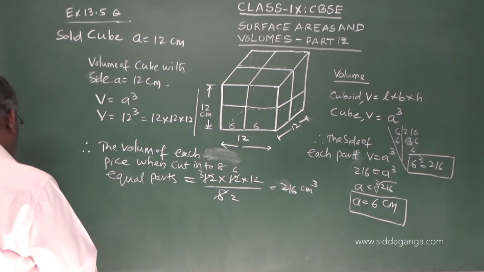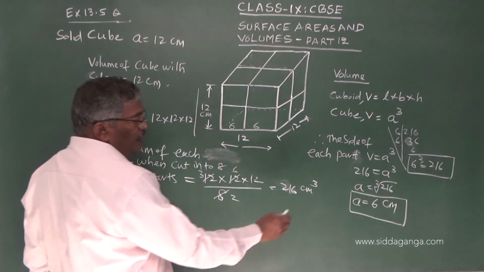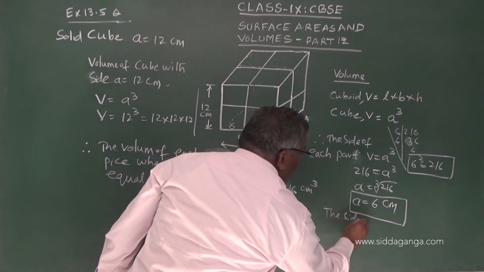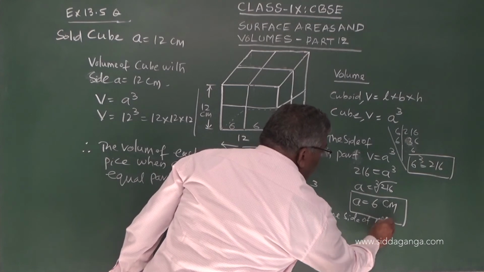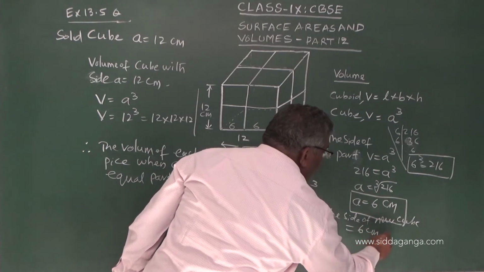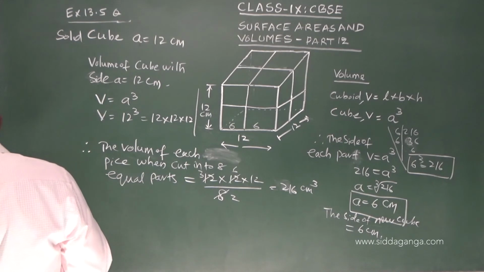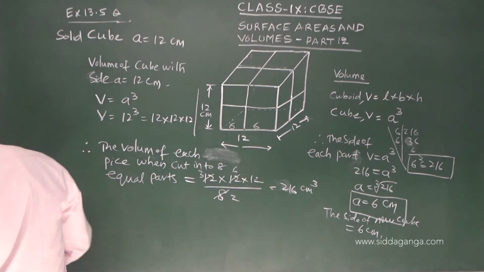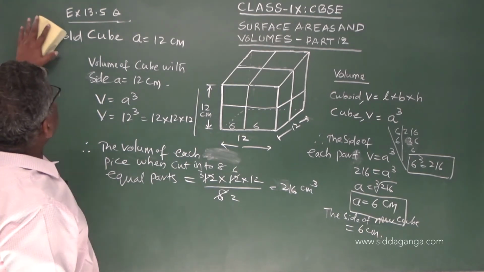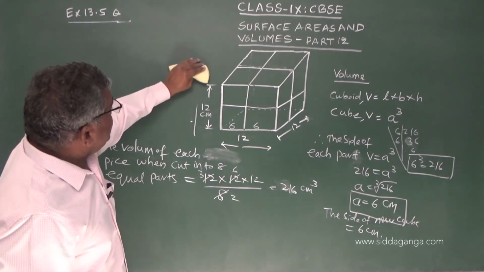And what will be the side of the new cube? The side of the new cube is 6 centimeter. You can write the side of new cube equals 6 centimeter. Find the ratio between their surface areas. So we have one more question in that. We shall solve that here.